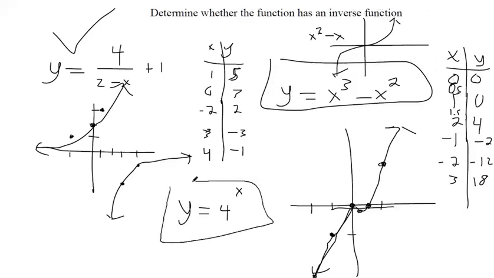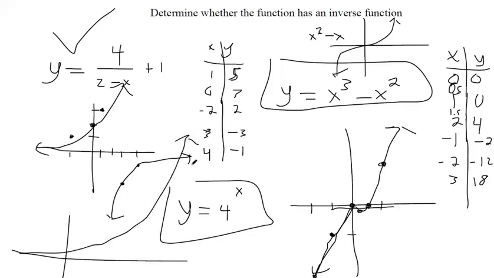And then this graph, just go ahead and graph it in your graphing calculator. It makes a horizontal asymptote at y equals 0, and then all of a sudden starts getting really big. It doesn't fail the one-to-one test anywhere. So this does have an inverse.